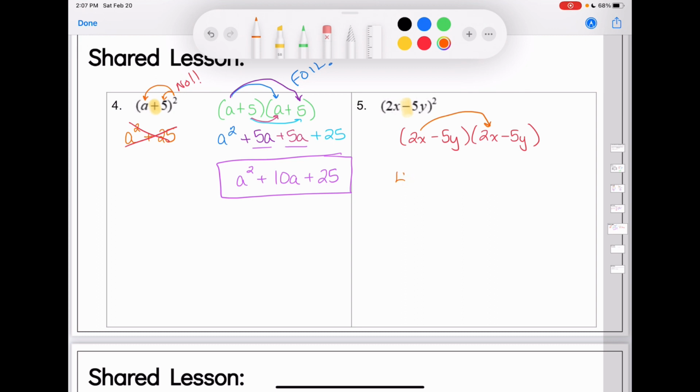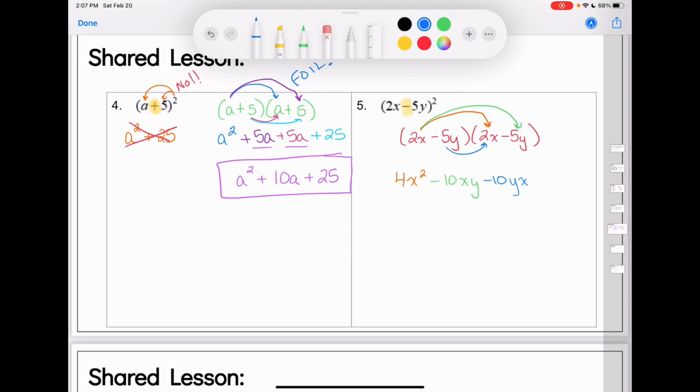4x squared for my first term. Outsides would give me negative 10xy. All right, insides, negative 5y times 2x, again negative 10. Now, you could write yx here, right? Technically, the y came first and then the x. But remember, we usually like to write our variables in alphabetical order.